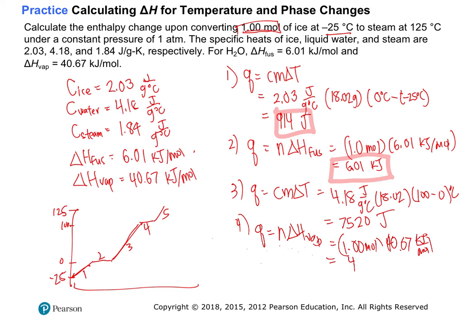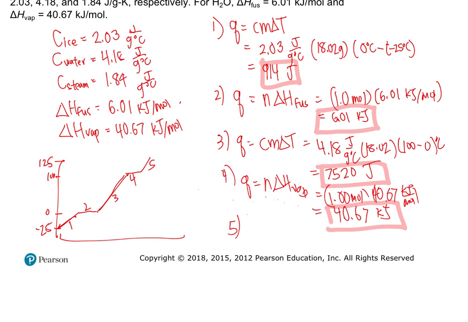So I have 40.67 kilojoules. Highlight these numbers. And then the last one, now I'm heating it up a little bit more. Q equals Cm delta T.